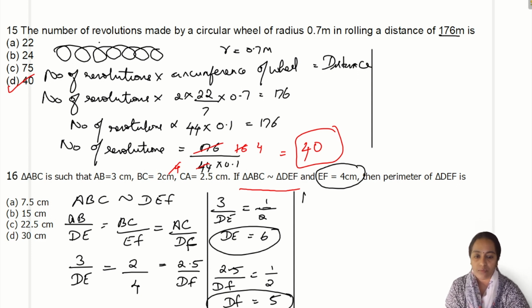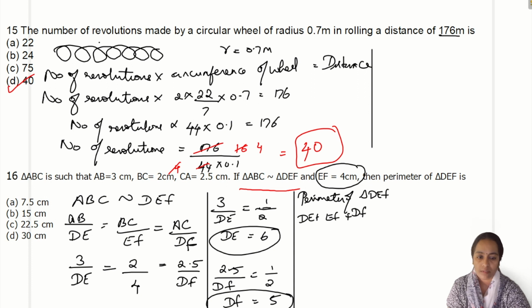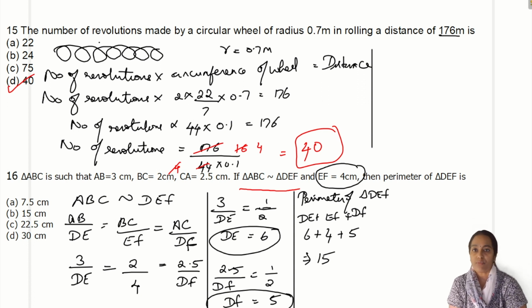Question is asking for the perimeter of triangle DEF. So what is it? It is DE plus EF plus DF. What is DE? 6. What is EF? 4. What is DF? 5. So it's going to be 15. The perimeter is going to be 15 centimeters. So 15 centimeters is option B there.